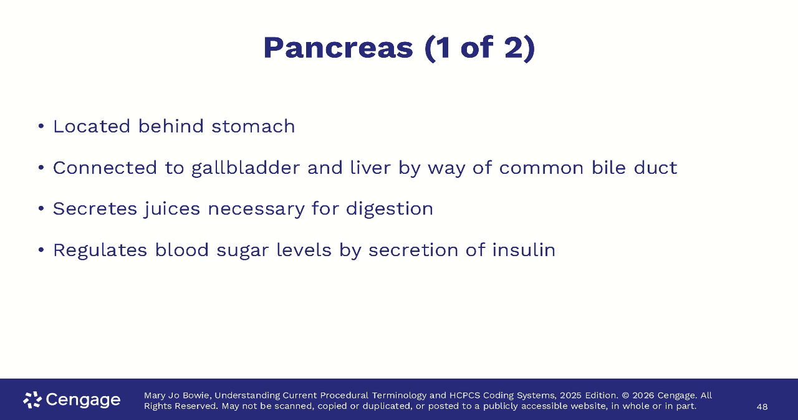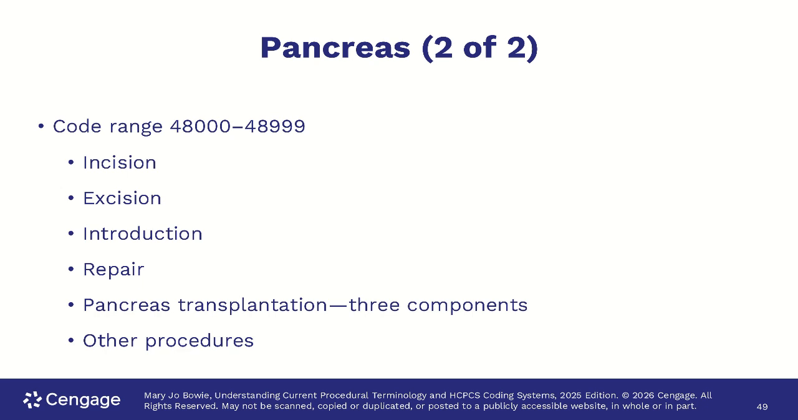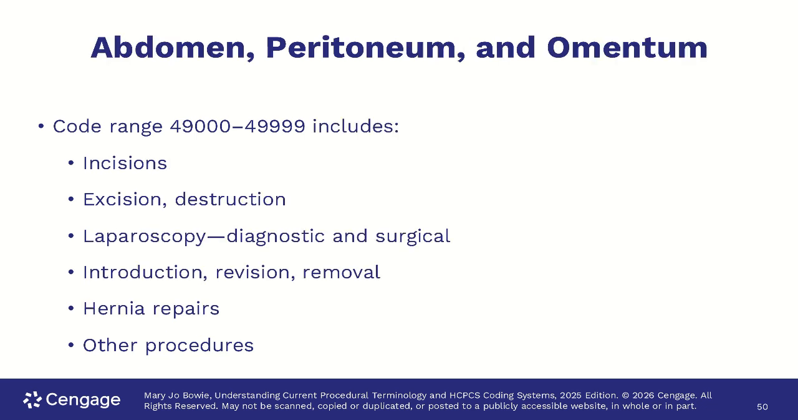All right, on to the pancreas. The pancreas is located behind the stomach and is connected to the gallbladder and liver by way of the common bile duct. The pancreas secretes juices necessary for digestion, but also regulates blood sugar with secretion of the hormone insulin. So, in this particular area, you see codes for incisions, excisions, introduction, repairs. Yes, you see transplant and then other procedures. And guys, we are almost done.